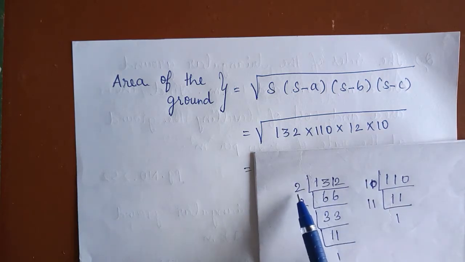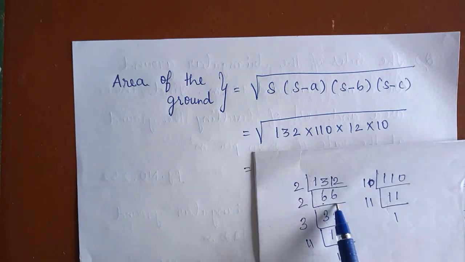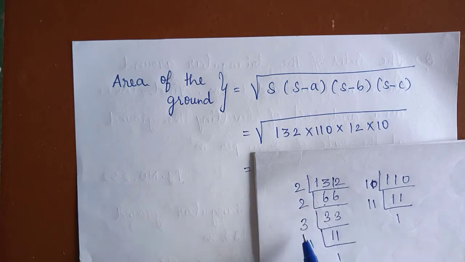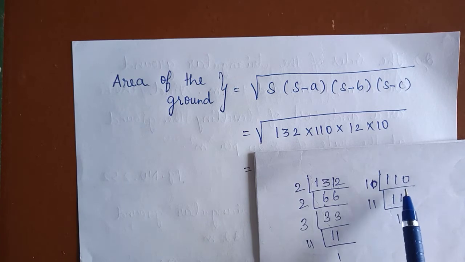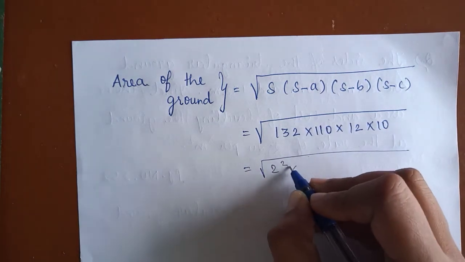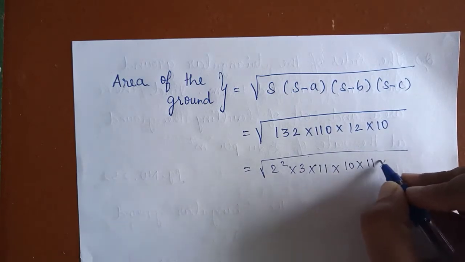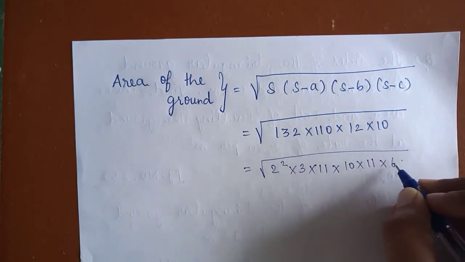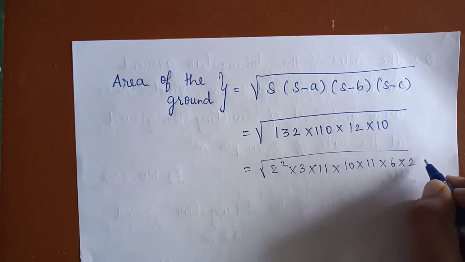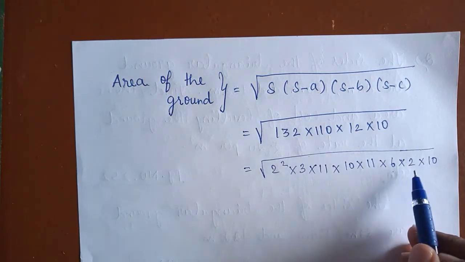So 132, 2 times 6 is 12. Again the remainder is 1. Again you get 12. So 6 2s are 12. 2 times 33, 3 times 11. So 11 table, you get 1 times. Then 110, 10 table 11 times. Again 11 table 1 times. Now you get 2 square into 3 into 11 into 10 into 11 into 6 2s are 12, or otherwise 6 into 2 into 10, or otherwise you can split 6 as 3 2s are 6.